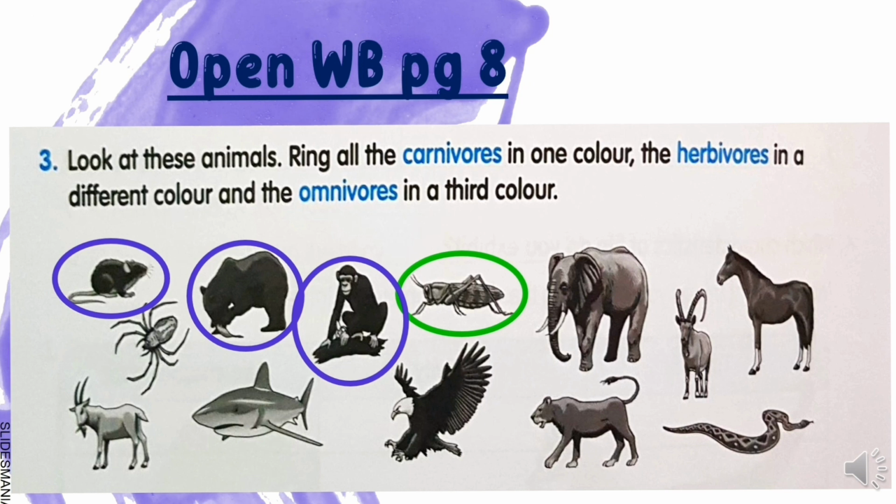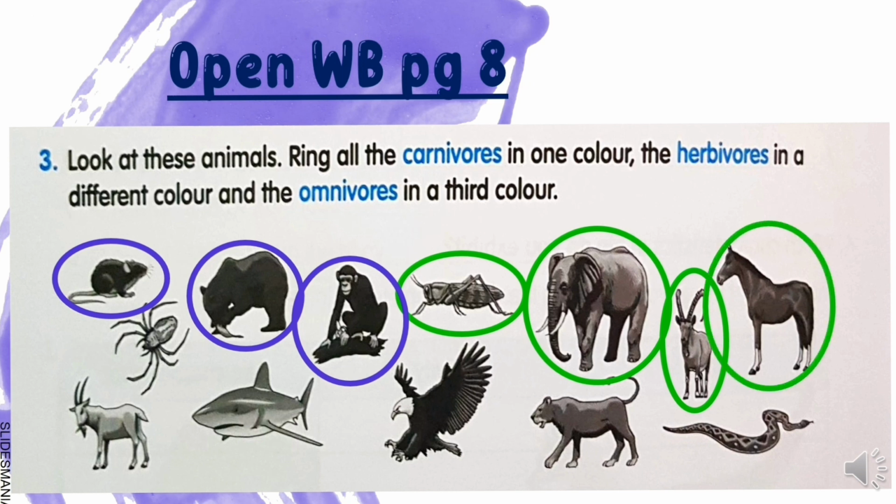What about elephant? Elephant is definitely a herbivore. It eats only leaves, of palm trees or coconut trees. Yes. The next one is a variety of goat. It's called ibex. It's also a herbivore. What about horse? Yes, horse is also a herbivore. Then you can see a goat over here. Goat is also a herbivore.